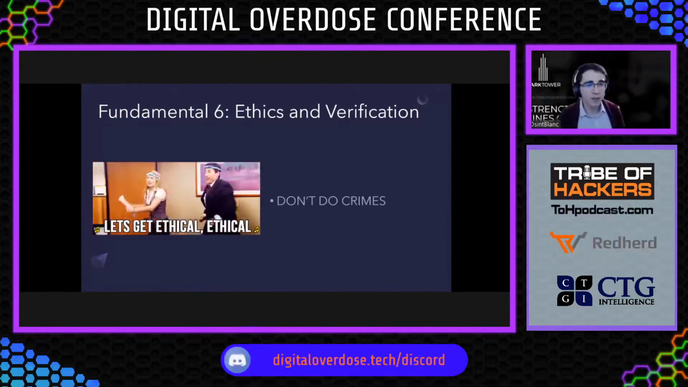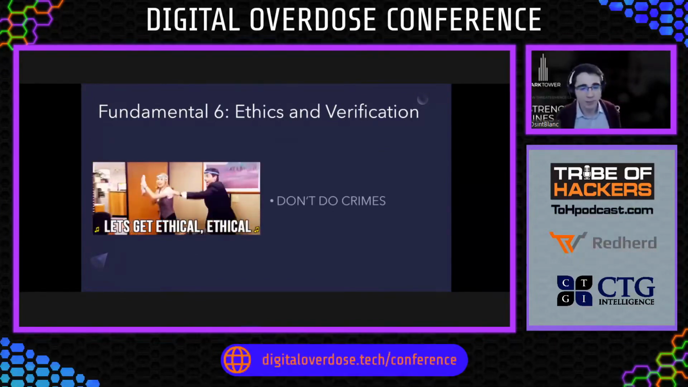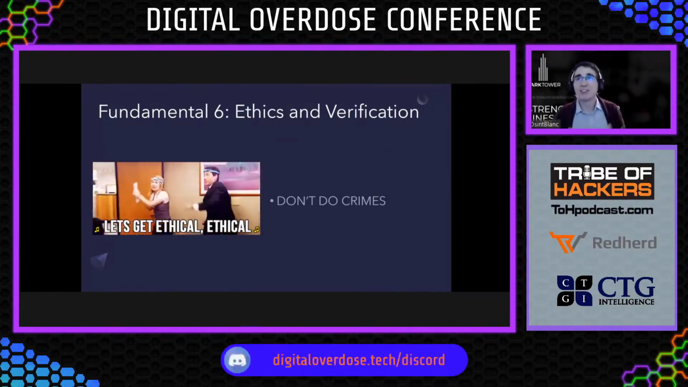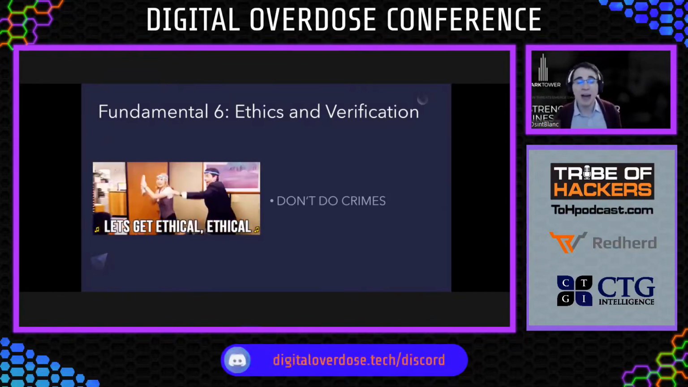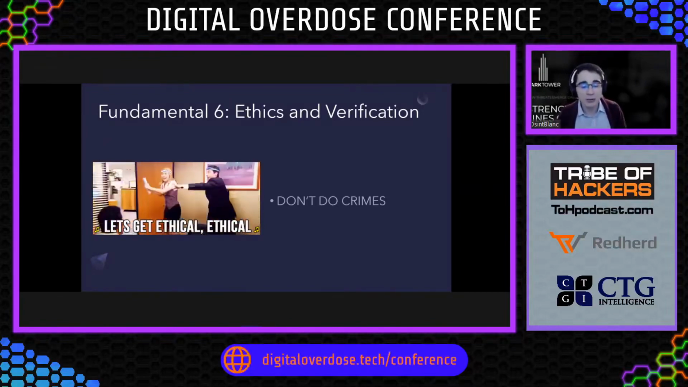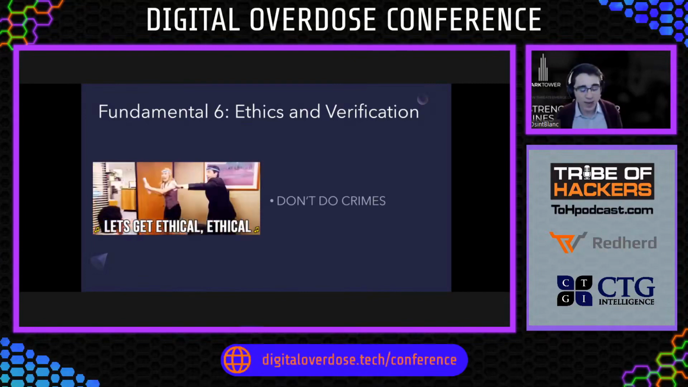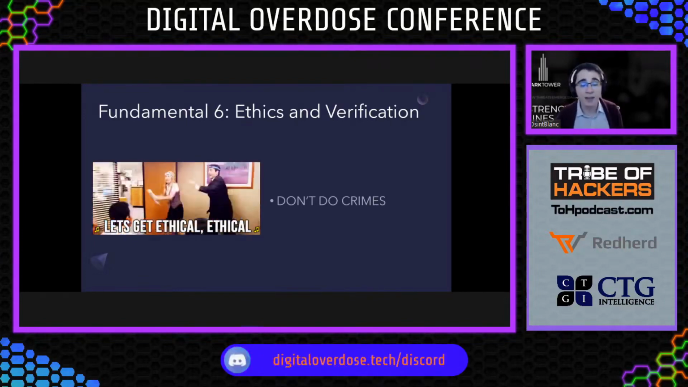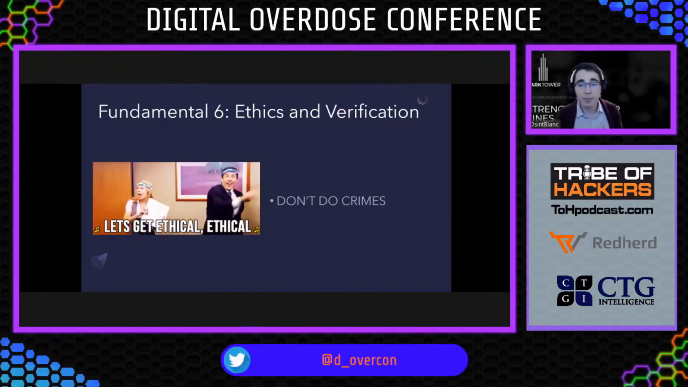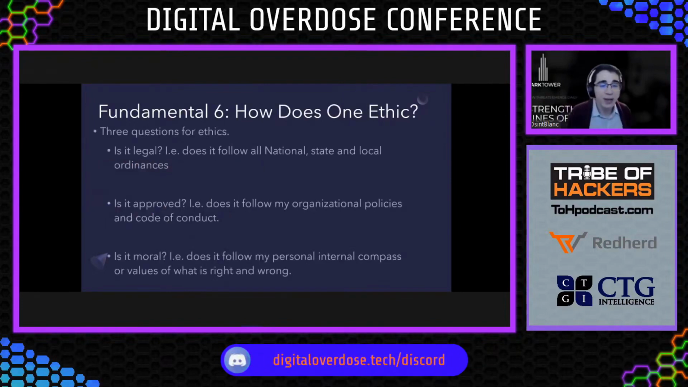The 6th fundamental is ethics and verification. I put one bullet point here, very large. Don't do crimes. Don't do illegal things. And I would say do OSINT for good. That is my passion, is that, hey, these tools that we have, all of this information that we have, I want to use it for positive things that are putting good stuff into the world. That said, don't do illegal things.